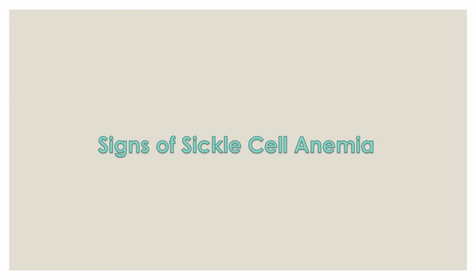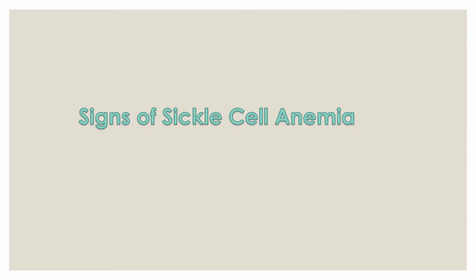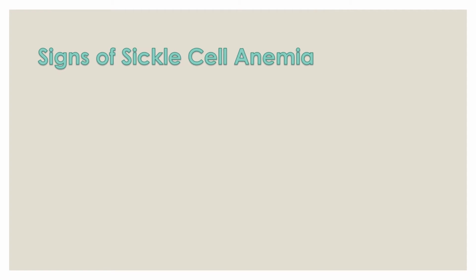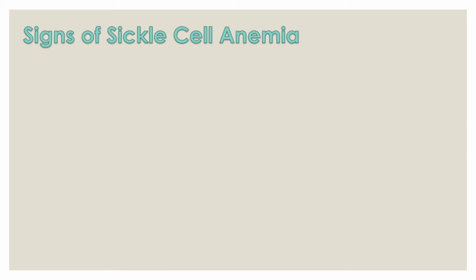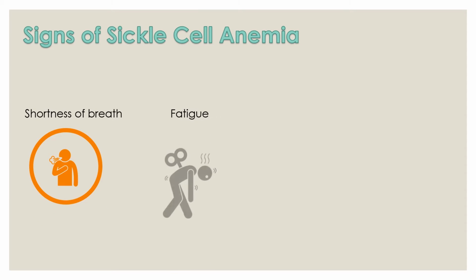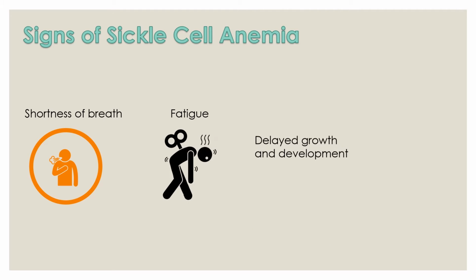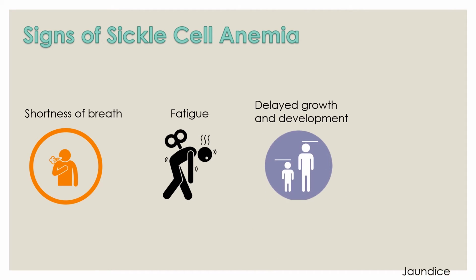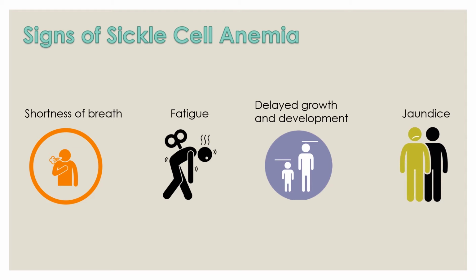The signs and symptoms of sickle cell disease are caused by the sickling of the red blood cells. When red blood cells sickle, they break down prematurely, which leads to anemia. Anemia can cause shortness of breath, fatigue, delayed growth and development in children, as well as the rapid breakdown of red blood cells may also cause yellowing of the eyes and skin, which are the signs of jaundice.